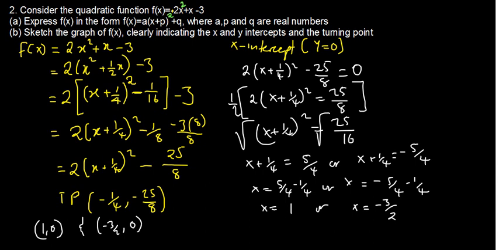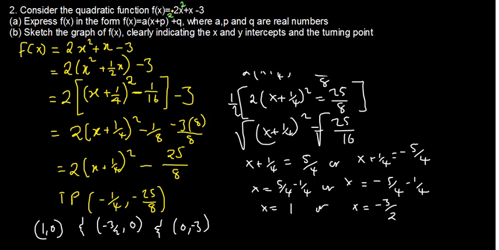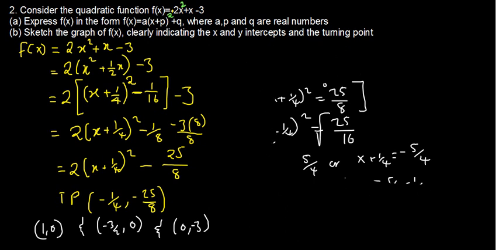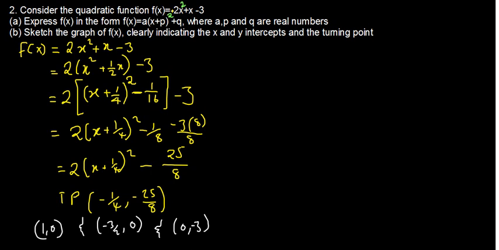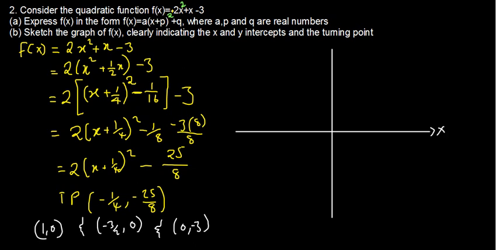After finding that, you also find the y-intercept. The y-intercept happens when x is 0. Just get this constant. That's the y-intercept. Okay, so that is 0, negative 3. When you get to put that, you can now sketch your function. x there and y there.